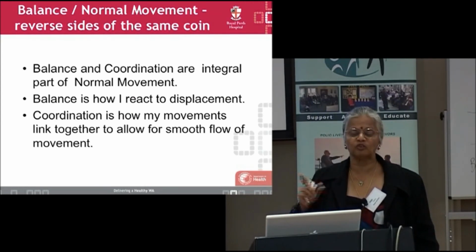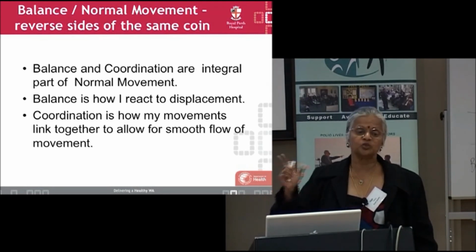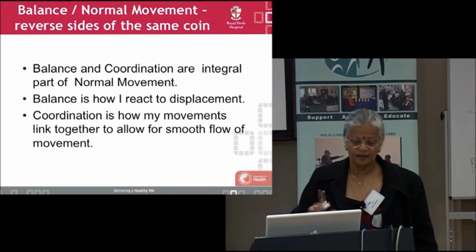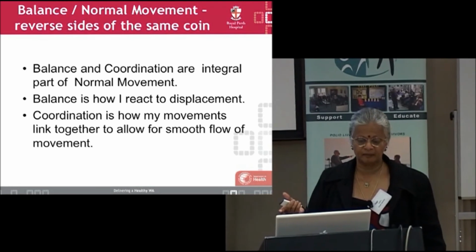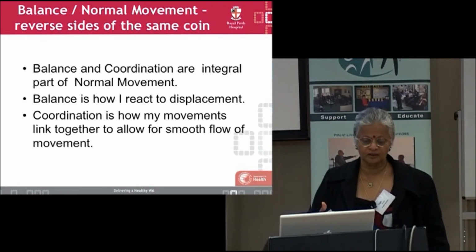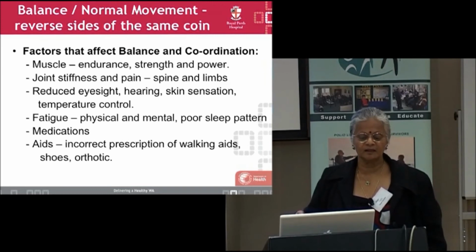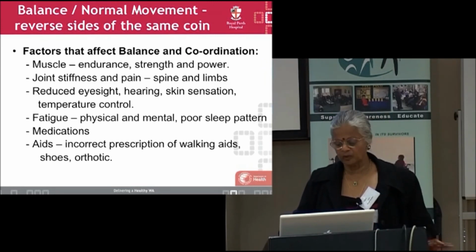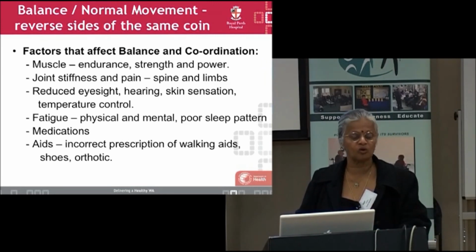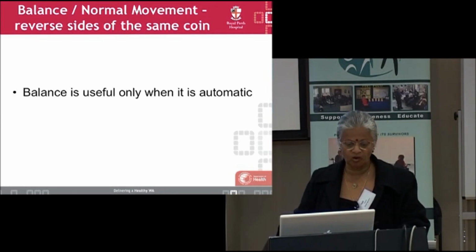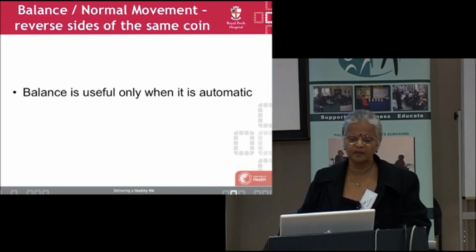If you have normal movement, you have balance. If you have balance, you should have normal movement. Okay? So you change one, you change the other. We went through all of this the other day, so I won't go through this again. But to say, muscles, stiffness, eyesight, fatigue, medications, poor shoes and orthotics will all cause problems with normal movement. If not a fall, they will cause problems with normal movement.